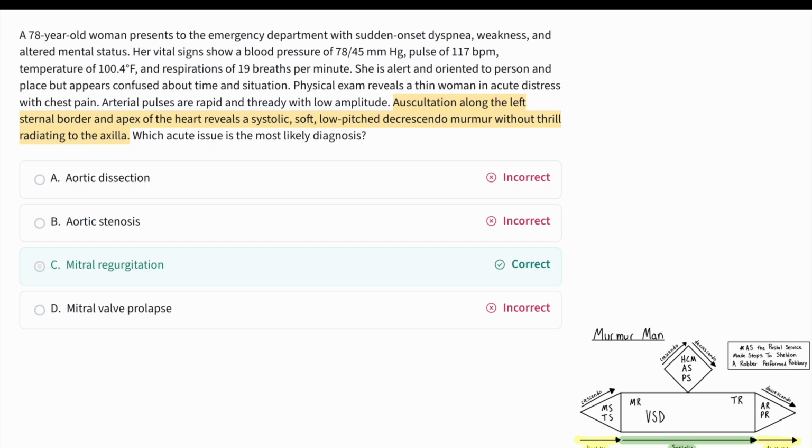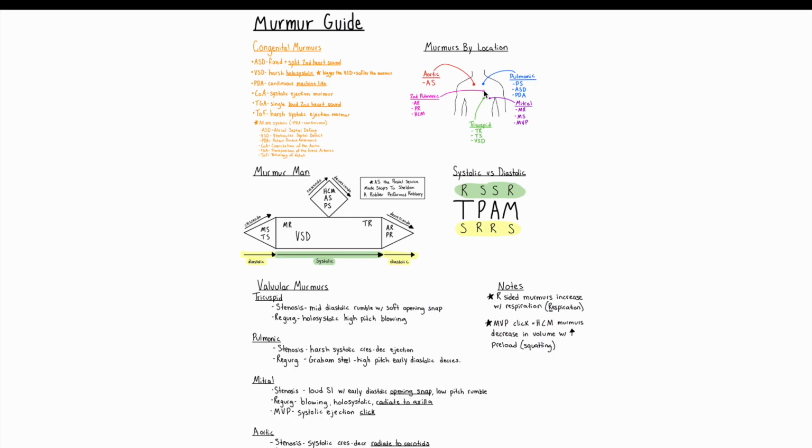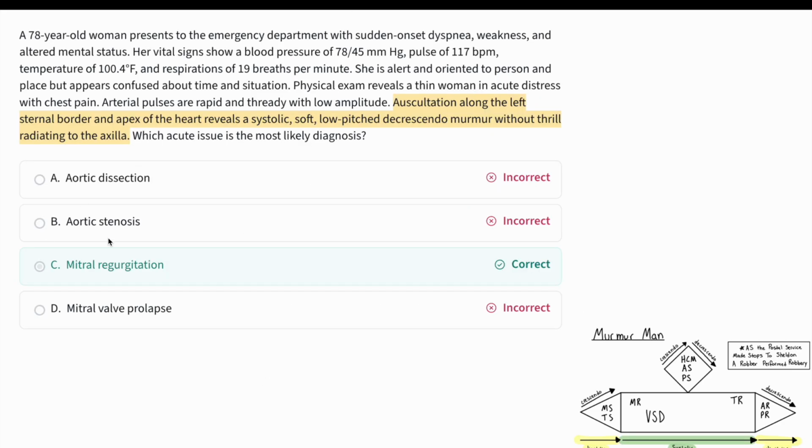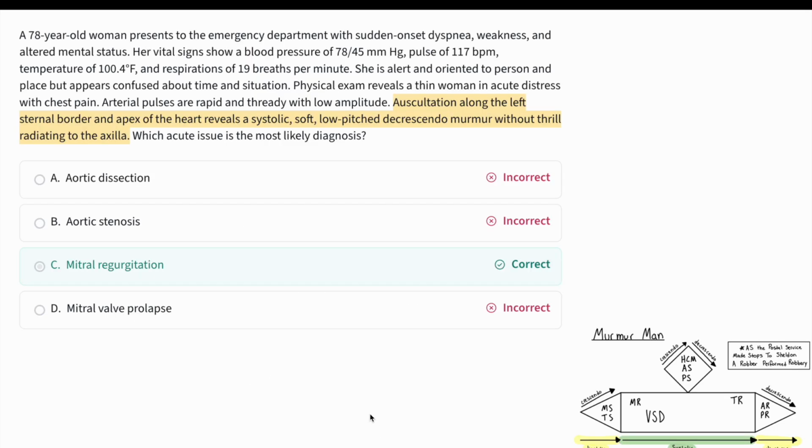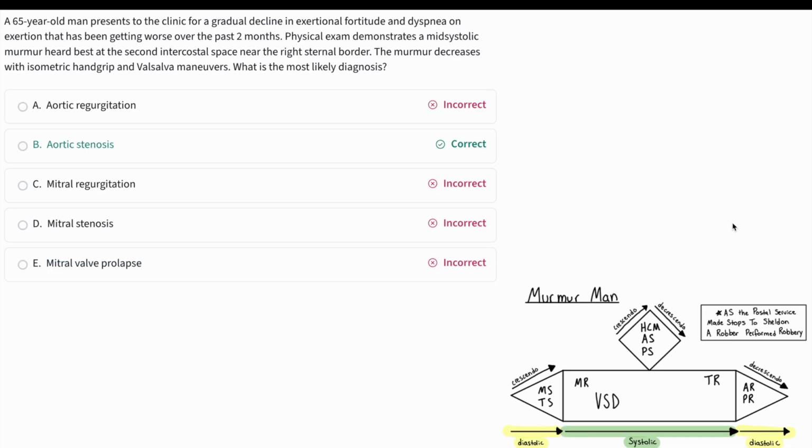Now, if we're looking at aortic dissection, the symptoms presenting are not of aortic dissection. Aortic stenosis, although it is still a systolic murmur, would be best heard at the right second intercostal space. So that doesn't fit. And then mitral valve prolapse, it could, but again, we don't have a click like we should if it's mitral valve prolapse. We're having a radiating to the axilla, which is diagnostic for mitral regurg. Okay, let's do another one.